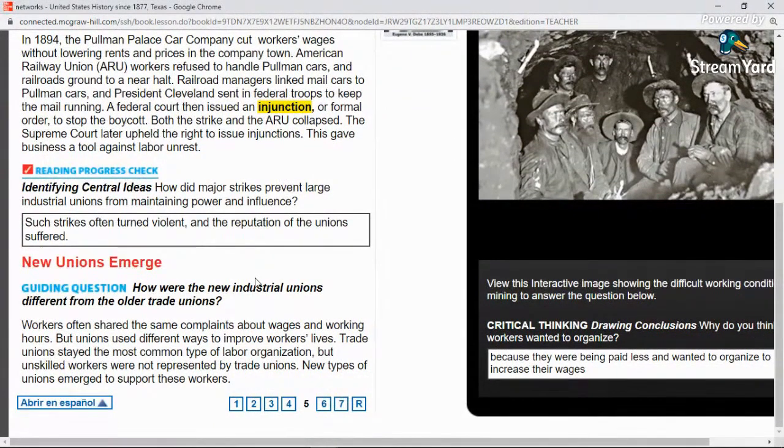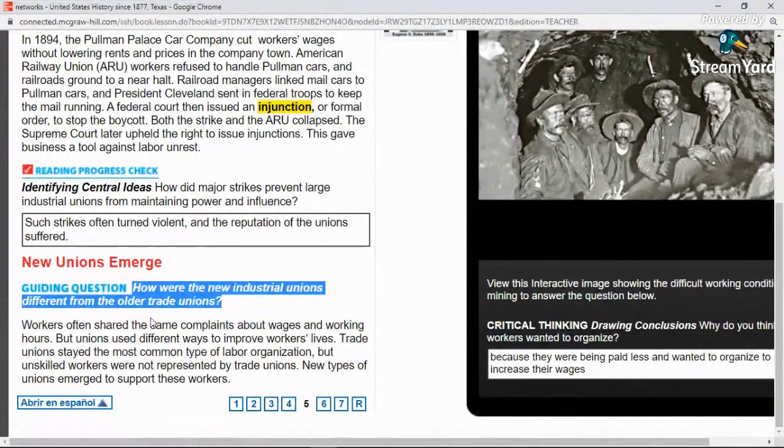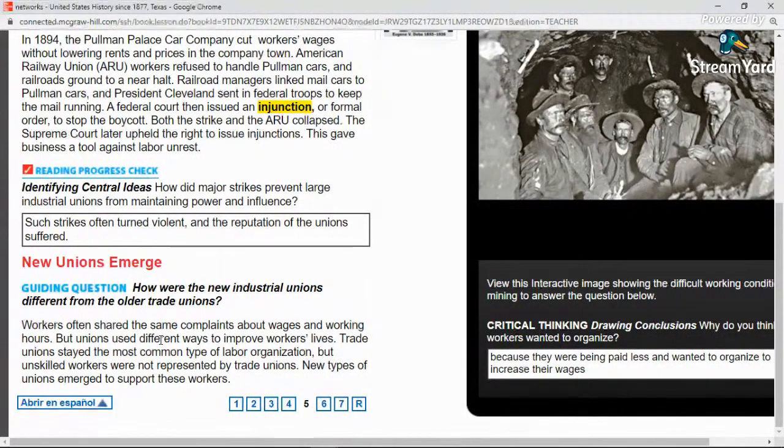Okay. Good news is that unions still exist, but they kind of learn how to be a little bit more relaxed, let's say. And that's the question: how are new industrial unions different from older trade unions? Because that is what really stopped these unions from forming, is that they were too violent and it hurt the reputation of the unions.